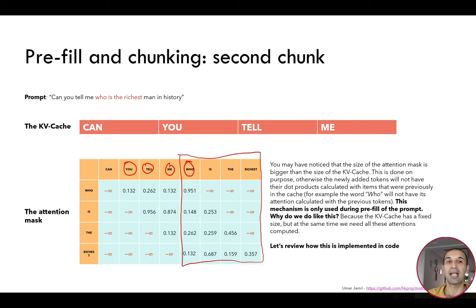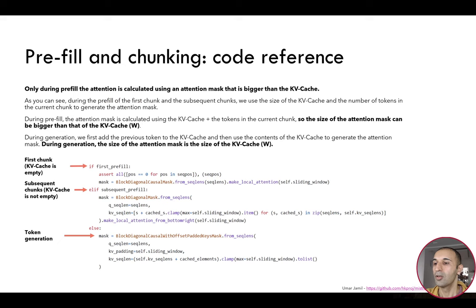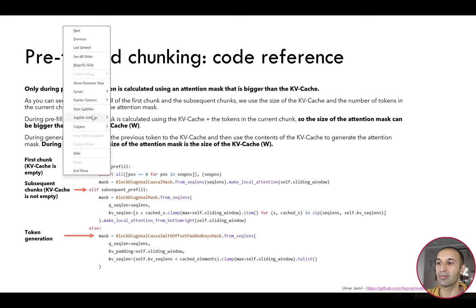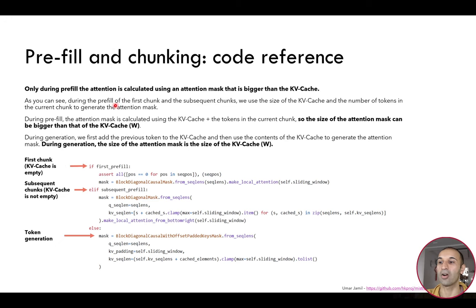Let's review how this mechanism is built in the code. So basically, the prefilling is done by chunks. There is the first chunk, and then there are subsequent chunks. And finally, there is token generation after we have prefilled our KV cache with the prompt. During the first prefill, which means that we are doing it for the first chunk of our prompt, as attention mask, we only consider the size of the incoming tokens in the current chunk.